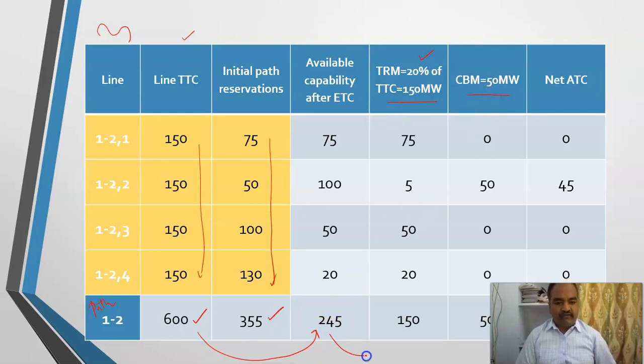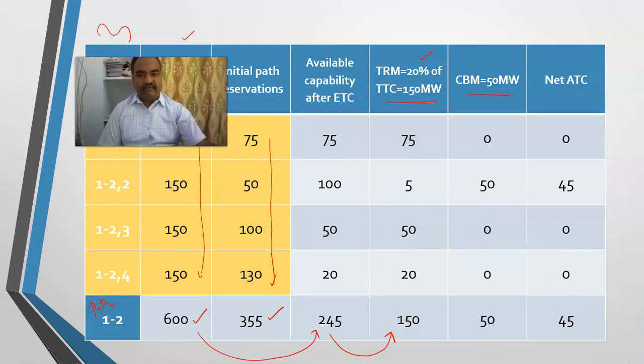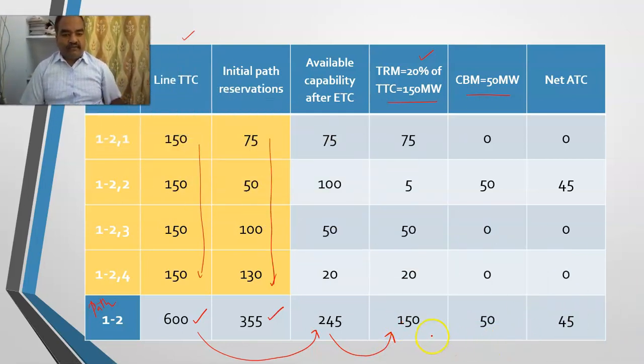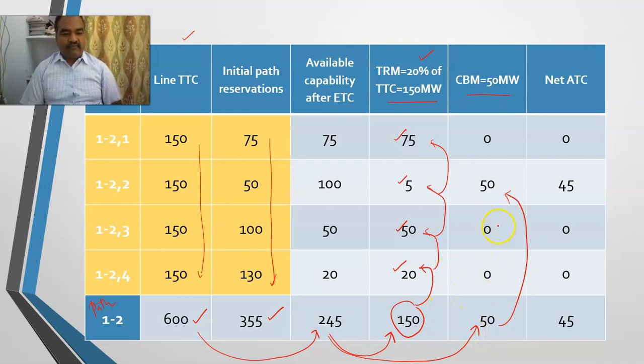So out of this 245, you should keep 150 for TRM and 50 for CBM. So which lines you will choose? It is your choice. So 150 I have chosen in this fashion. First of all, I have chosen the least one, next least one, next least one, and the remaining I am going with this one. And CBM also. Since all these lines will be already filled, so I will be choosing this one.